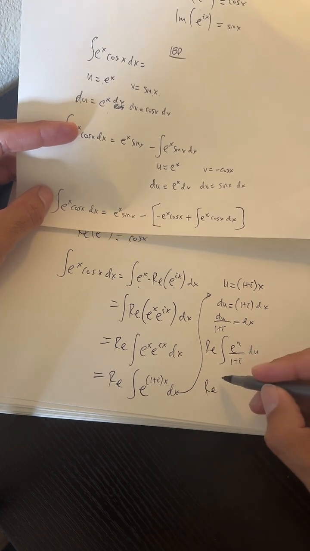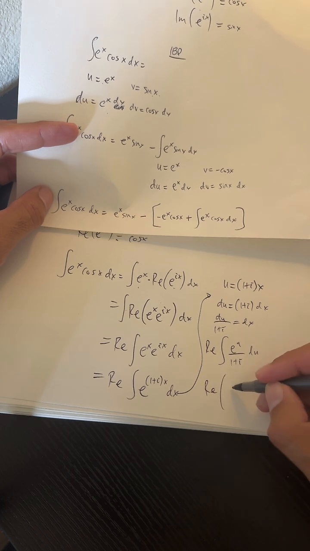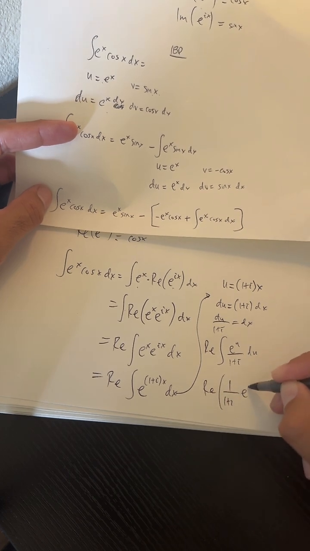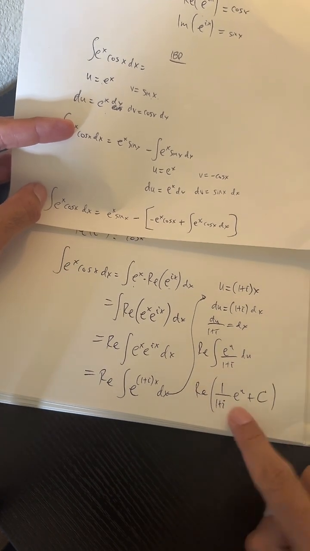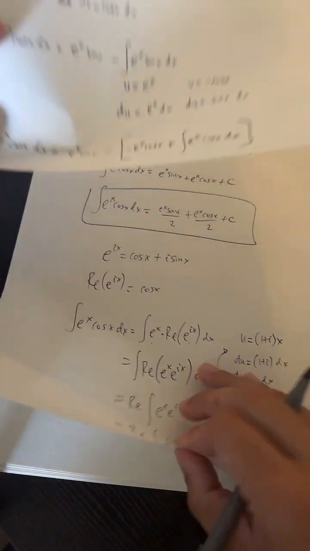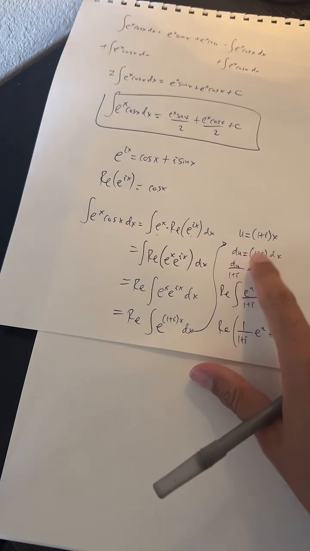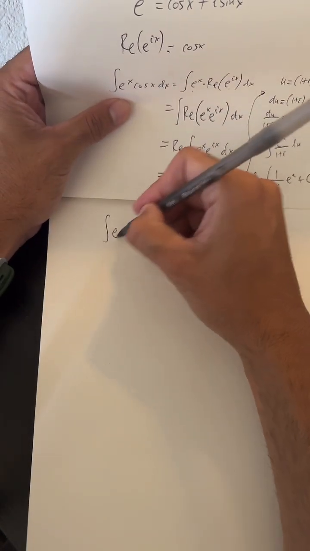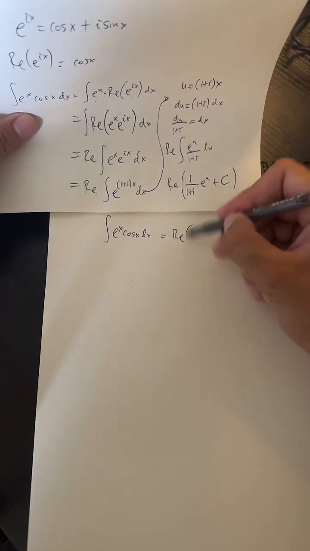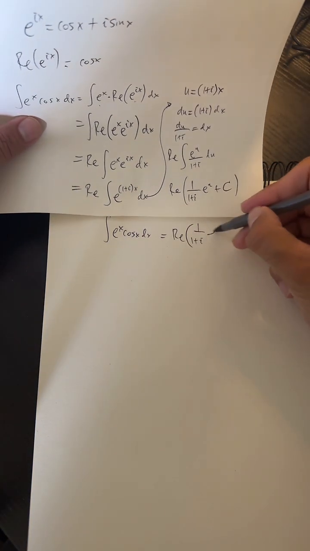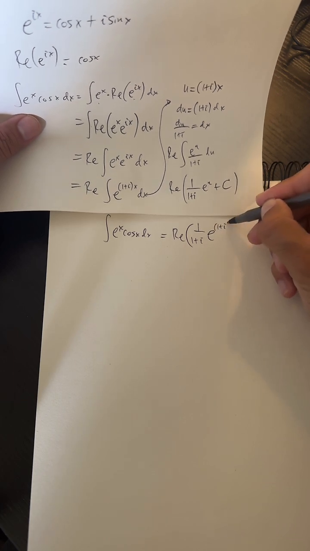All right, so let's go ahead and continue. We're going to integrate this. Now, this is just e to the u, so this is 1 over 1 plus i, e to the u plus C. Whatever this is, we're going to substitute the u back in. Remember that our u value was 1 plus ix. So we have the integral of e to the x cosine of x dx is equal to the real part of 1 over 1 plus i, e to the (1 plus i)x, plus C.